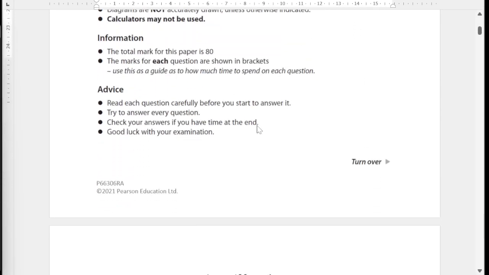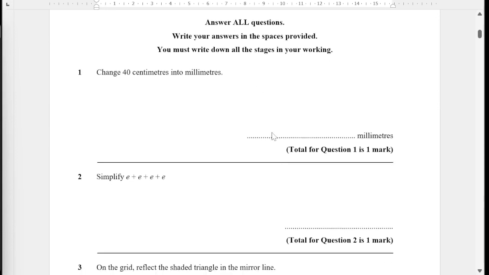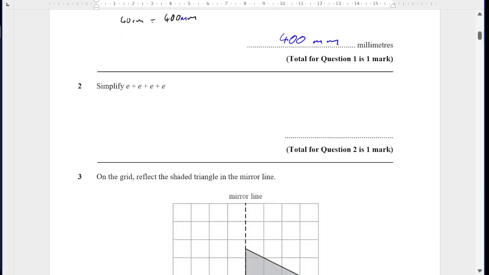Okay, question 1 then. So change 40 centimeters into millimeters. Well, 1 centimeter is going to be equal to 10 millimeters. So 40 centimeters is going to be equal to 400 millimeters, sorry. So 400 millimeters. Okay, question 2, simplify E plus E plus E plus E. So we add them together, so we've got 4 lots of them, so it becomes 4E.